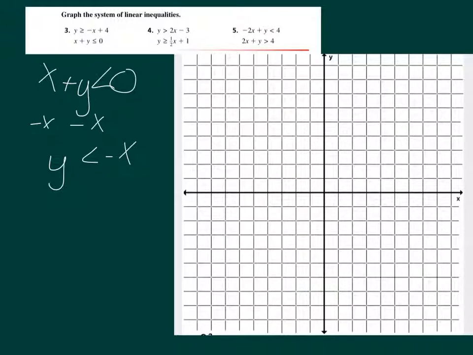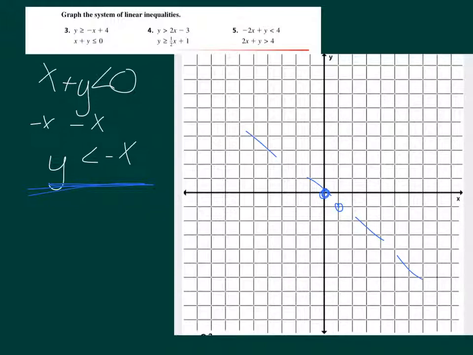Let's graph that line that I just did there in blue. So y is less than negative x. My intercept is 0. And I would go down 1 and right 1. Solid or dotted line? Solid. Dotted. Dotted line. Okay. The other line.